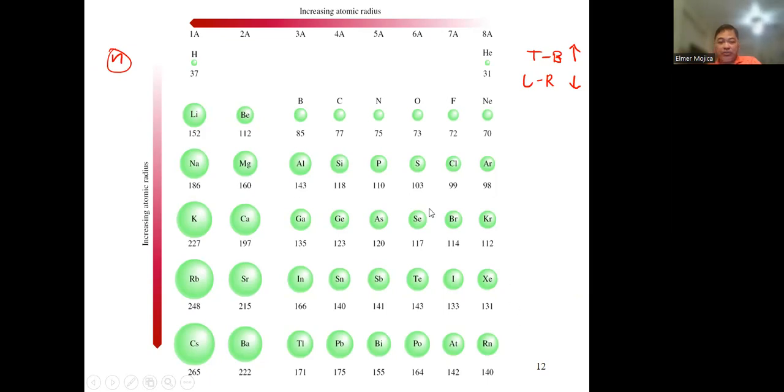So the question that you will be asked, you're given a set of elements, and then you are asked which has the smallest or which has the largest atomic size or atomic radius. So these questions should be sure points for you. These are the easy ones. That's why I told you, before you take the quiz, make sure you have a copy of the periodic table.